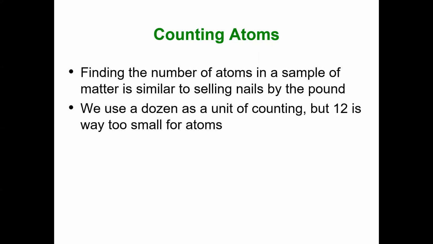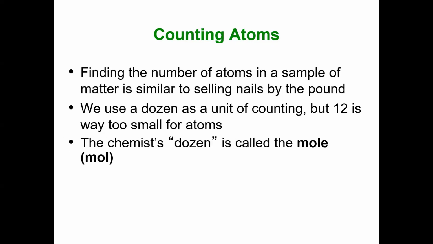We also use terms like dozen to represent numbers. If I told you I have a dozen pencils, you would know that I have 12 pencils, or a dozen eggs, I have 12 eggs. So when we count atoms, because there are so many atoms in such a small space, we're going to use a term similar to a dozen to represent a number, except instead of a dozen, it's called a chemist's dozen. And instead of 12, which is not that big of a number, it's a very large number. So the chemist's dozen is referred to as the mole.